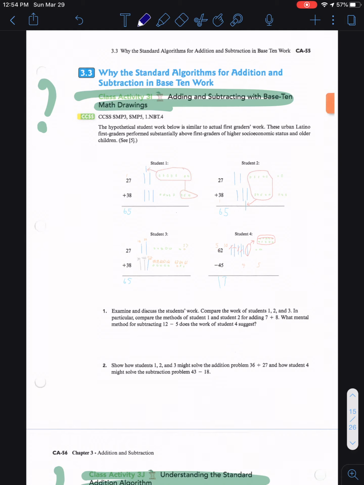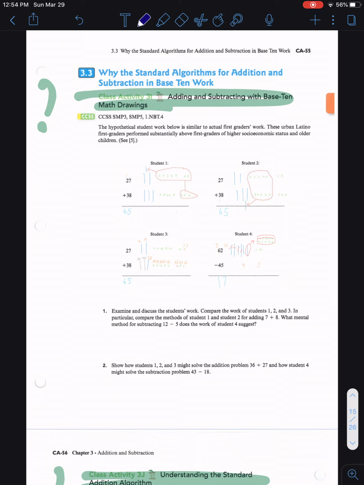Now, as we look through mental math strategies for adding and subtracting, we also need to take a look at how they relate and how they will then develop into the standard algorithms for addition and subtraction. The standard algorithms have a number of strengths and weaknesses, and we'll talk about those in the next activity.